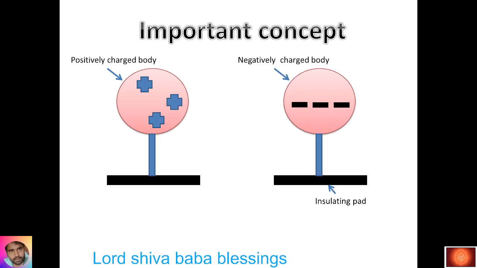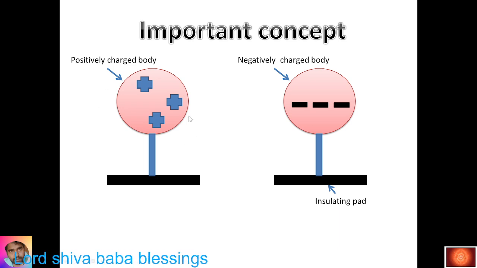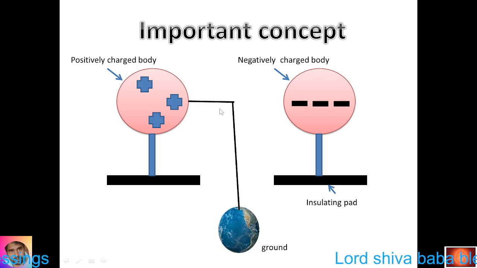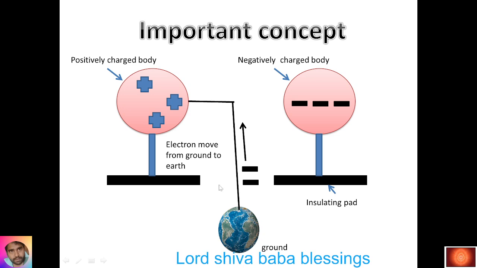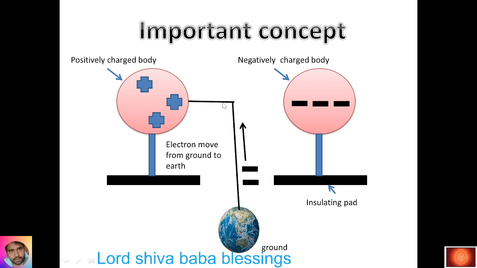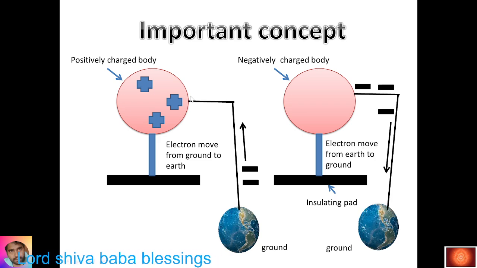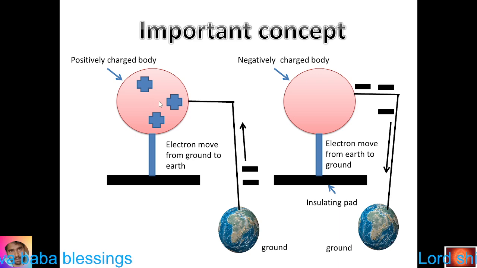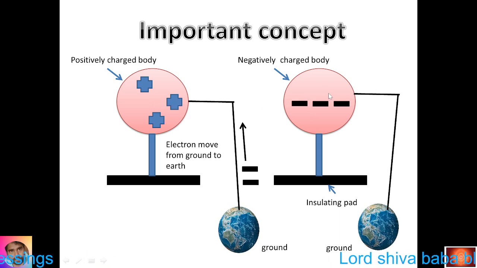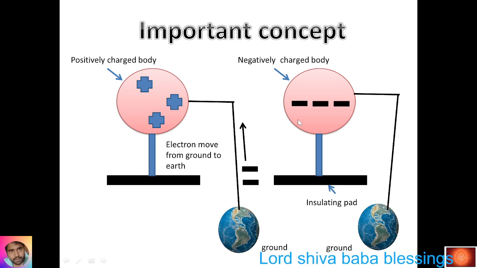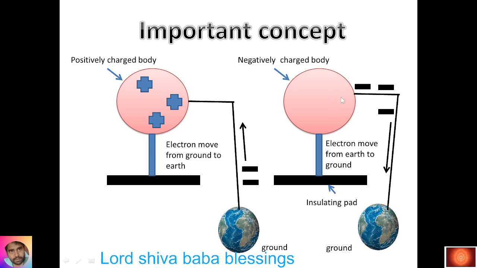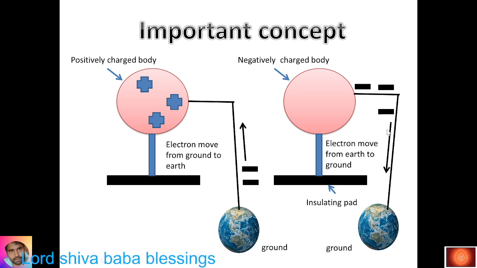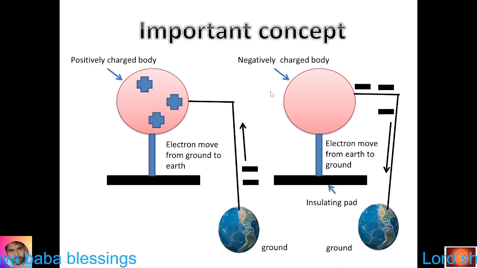The important concept you need to remember here is, if the body is positively charged and we connect it to the ground, since it is deficient of electrons, the electrons try to move from the earth to the positively charged body. And if the body is negatively charged and we connect it to the earth, the electrons will tend to move from the body towards the earth. This is the main concept which you need to remember to answer the questions.